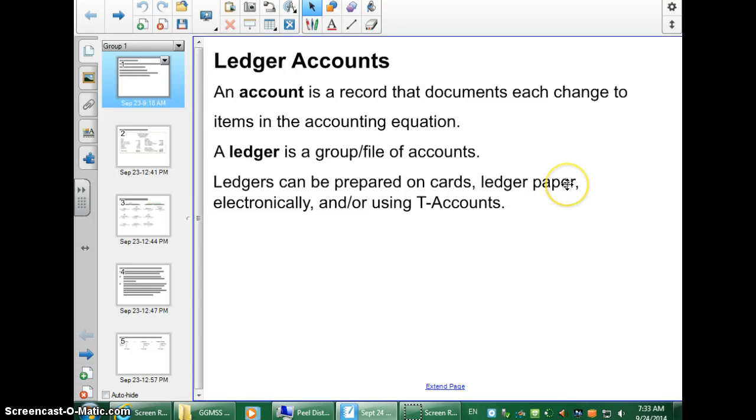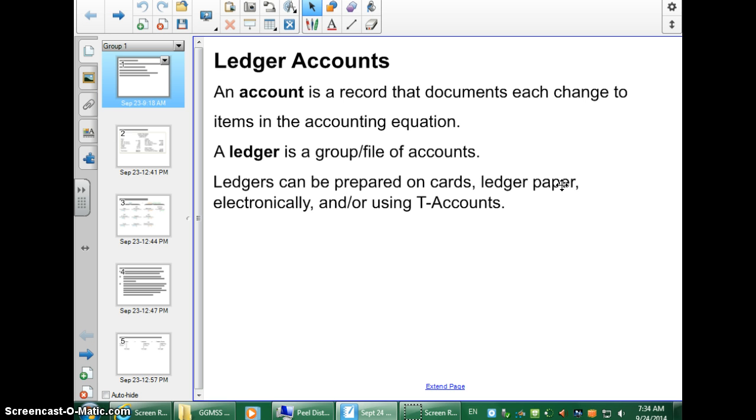So for tomorrow's class, we're going to be looking at ledger accounts. An account is some type of record that documents each change to items in the accounting equation, so assets, liabilities, and owner's equity. And a ledger is simply a group or a file of accounts, and ledgers can be prepared on cards, ledger paper, electronically, and/or using T accounts.